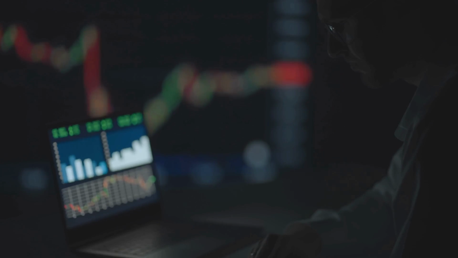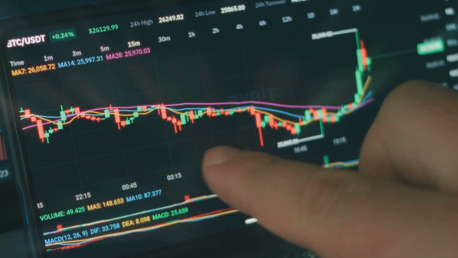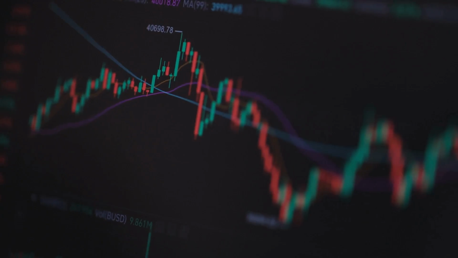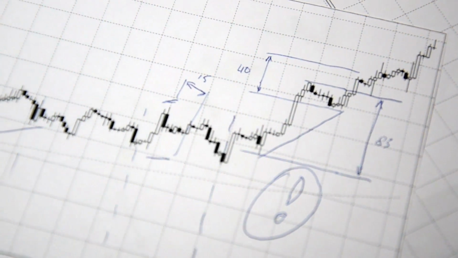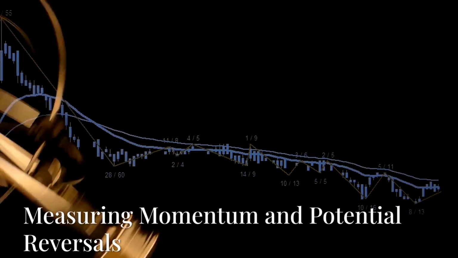The choice of moving average period depends on the trader's time horizon and trading style. Shorter periods, such as 10 or 20, are more sensitive to short-term fluctuations, while longer periods, such as 50 or 200, provide a smoother representation of the long-term trend.